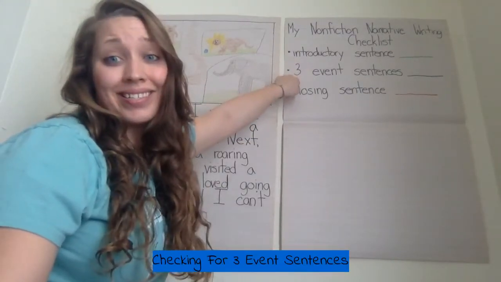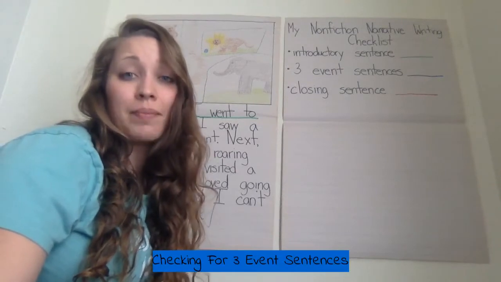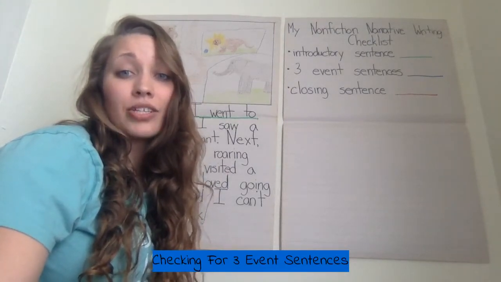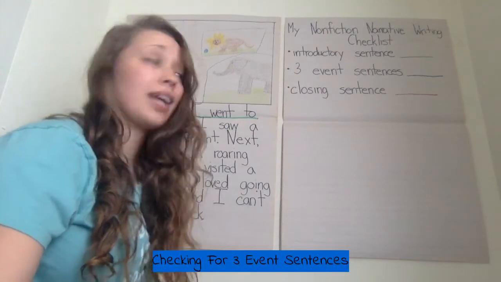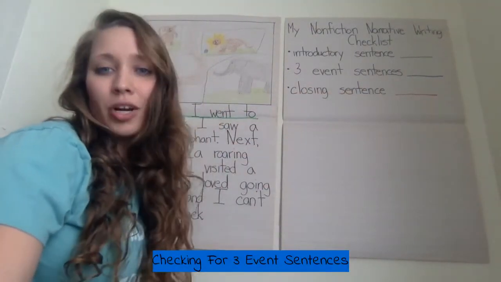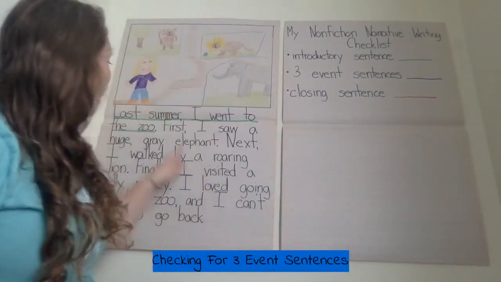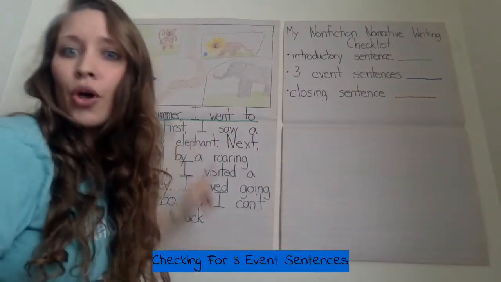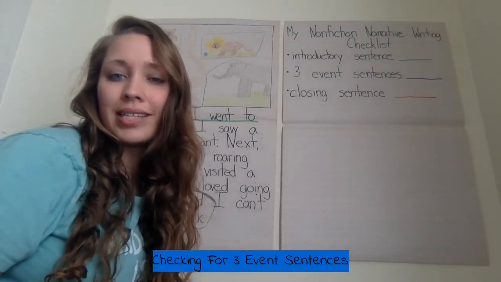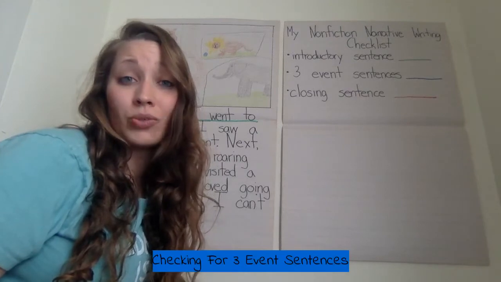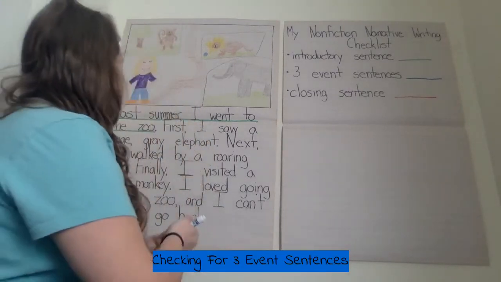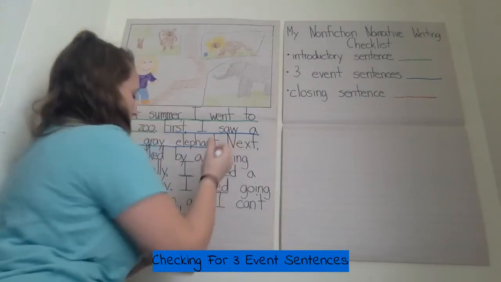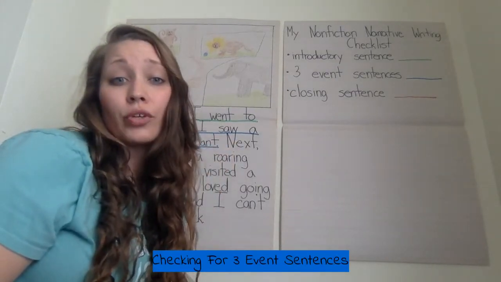Three event sentences. Now I'm going to continue rereading my nonfiction narrative to look for my three event sentences. When I find one, I'm going to pause and use the symbol from my checklist to mark it on my piece of writing, that blue underline. Let's start by reading together. First, I saw a huge gray elephant. Ooh, I think this is my first event sentence because it tells my readers the first thing that happened in my story. Let's underline it in blue. First, I saw a huge gray elephant. Now, I need to look for two more.